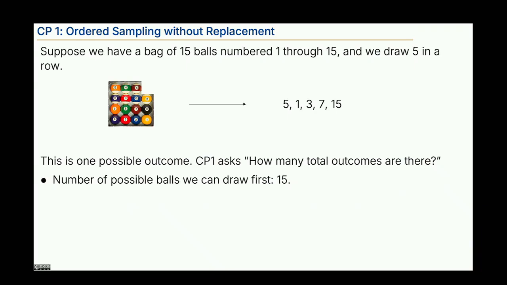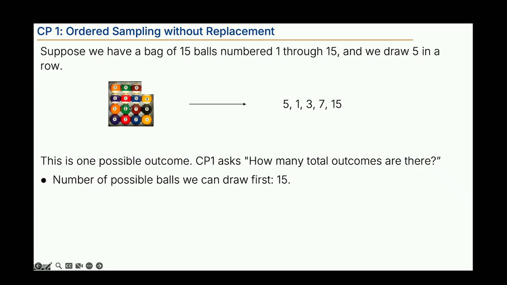Okay? So one way to think about this is the number of possible balls that we could draw first is how many? Like, what are the choices? I say 15, and why is it 15? Because there's 15 balls, right? Could have gotten this yellow one, this blue one, this red one, and so forth.